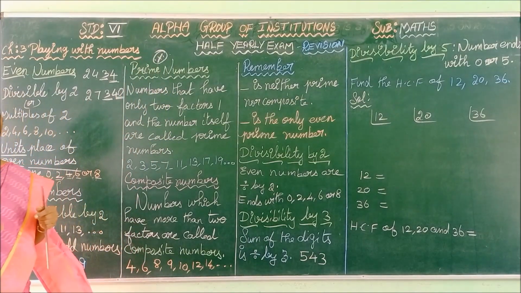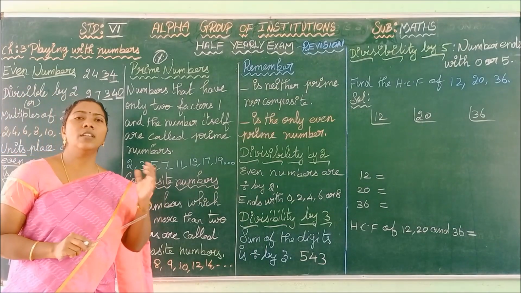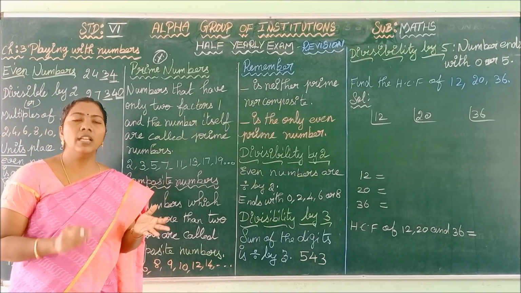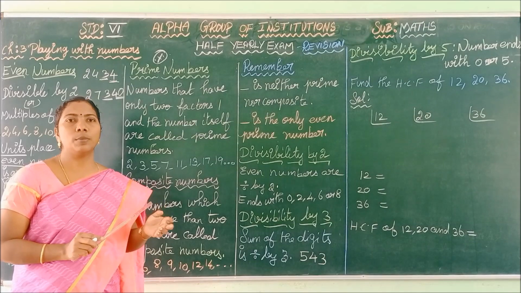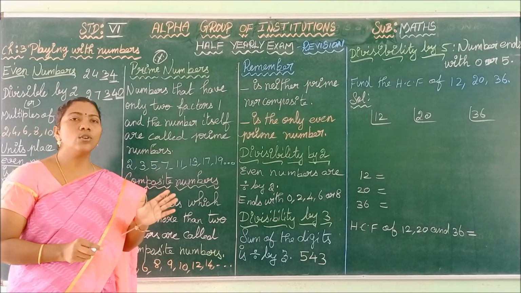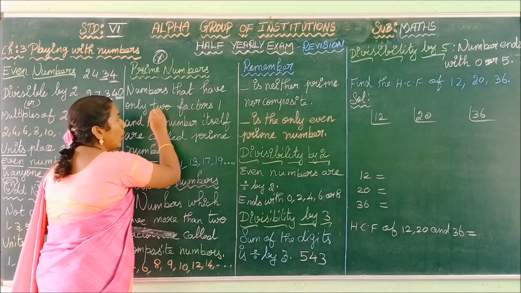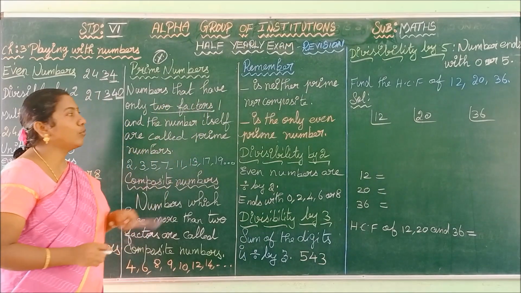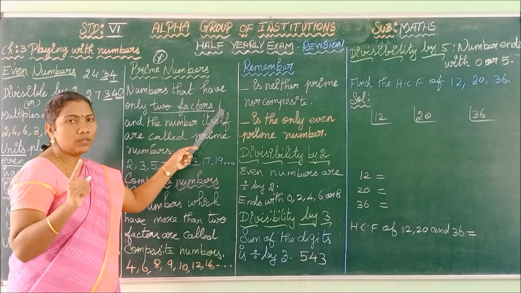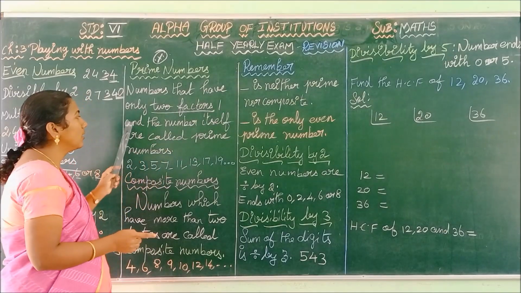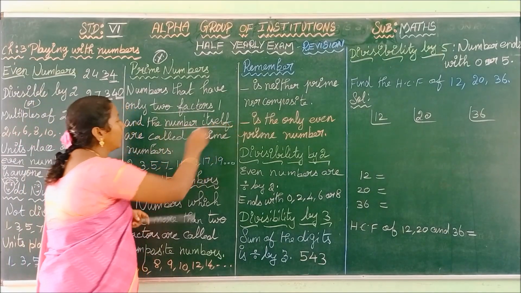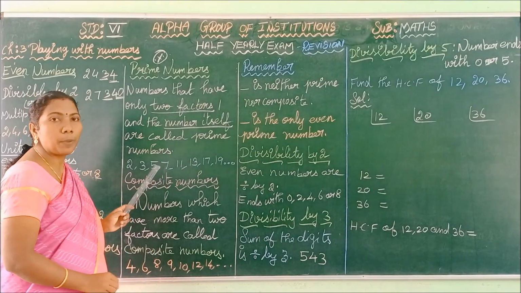What is meant by prime numbers? The numbers which are divisible by 1 and itself, such numbers are said to be prime numbers. We can also define prime numbers as numbers that have only 2 factors. What are the 2 factors? One of the factors is 1 and another factor is the number itself. Such numbers are called prime numbers.